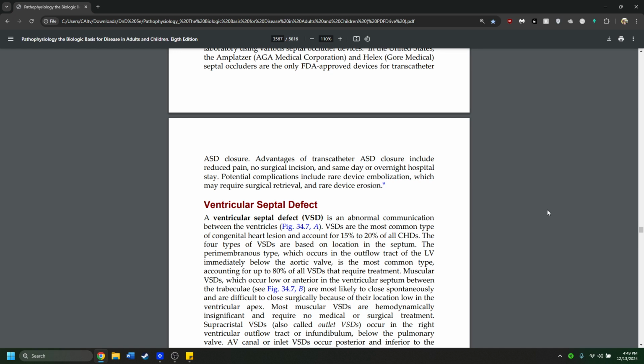Advantages of transcatheter ASD closure include reduced pain, no surgical incision, and can be done same day or overnight hospital stay. The potential complications include rare device embolization, which may require surgical retrieval, and rare device erosion.